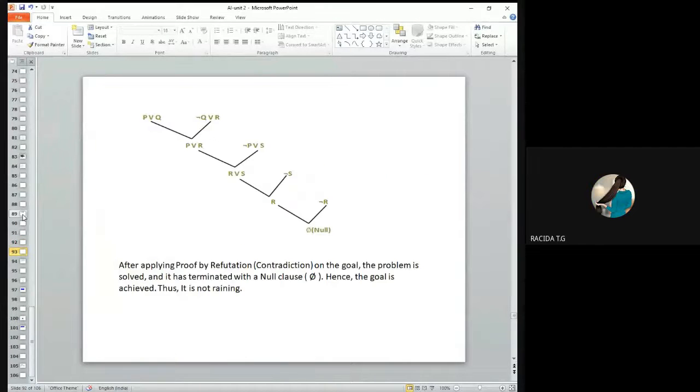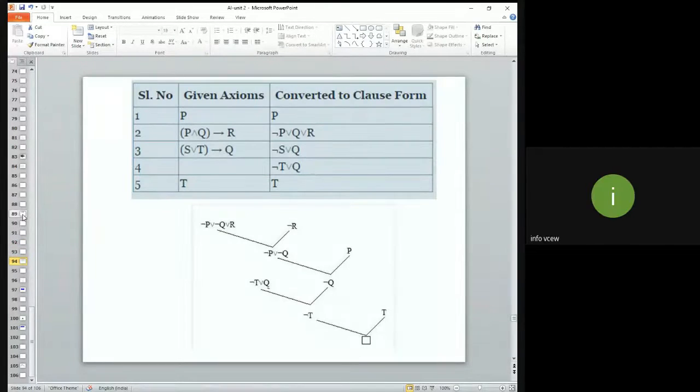Yes, ma'am. So this is one more example. So here the given axioms are P intersection Q tends to R, and then S union T intersection Q. Then you want to convert and you want to prove the null set. The same thing. Okay.